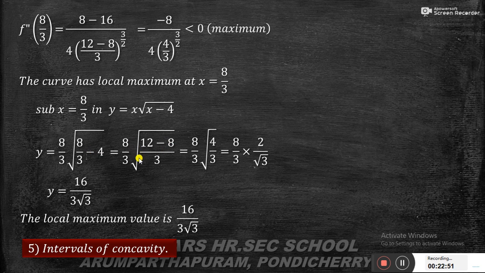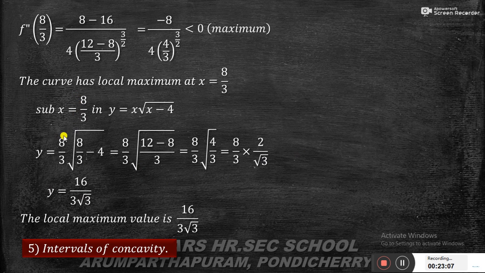So 8 by 3 into the square root of 12 minus 8 by 3, that is the square root of 4 by 3. Again you take the square root of 4, which is 2, so 2 by square root of 3. So 8 by 3 into 2 by square root 3, therefore 8 times 2 is 16, 16 by 3 into root 3. This is the y point.